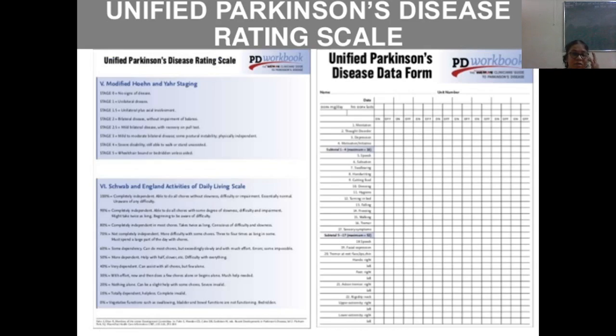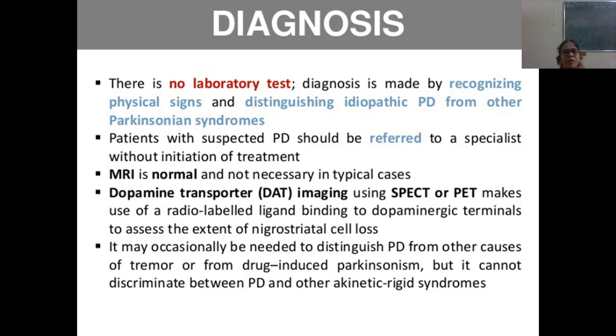So this is the Parkinson's disease rating scale, where the disease data can be filled in the form of a scale or a worksheet. See here, depending on the signs and symptoms, if you just draw a line, if the symptoms are progressive, definitely a rising sort of graph can be observed. Otherwise, if the symptoms are stable, a straight line will be observed. This is how you have to record depending on the symptoms.